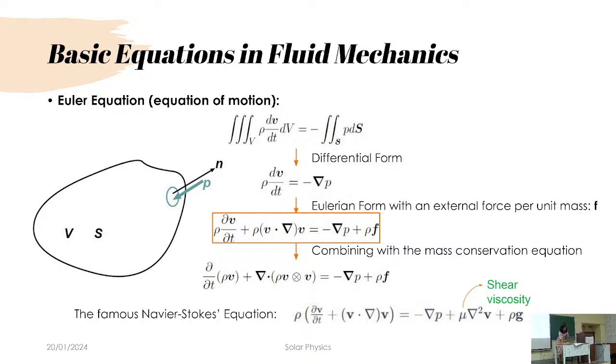From this, if I characterize the F vector as shear, viscosity and gravity, then I would get my Navier-Stokes equation. That was just an aside, we won't use it now.